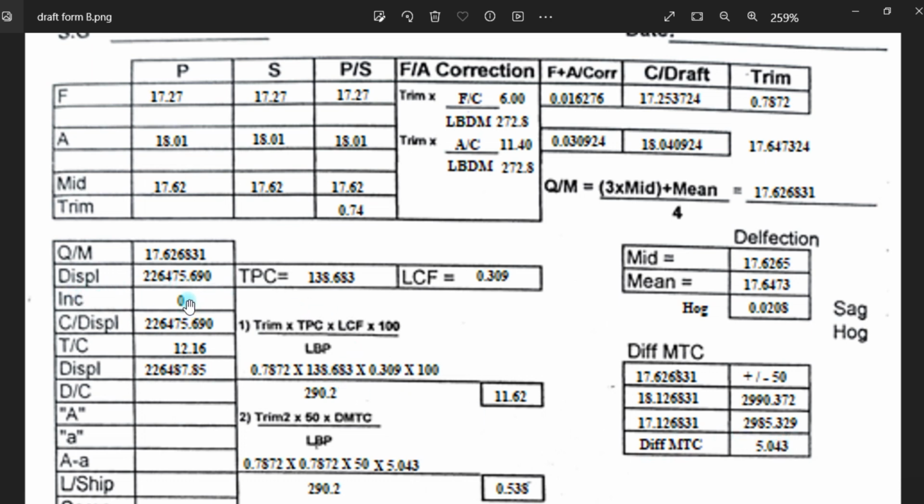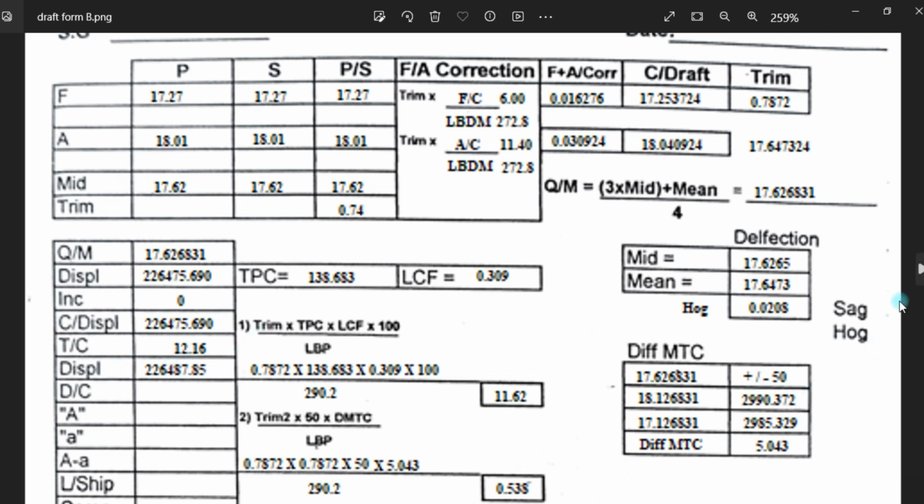Since you don't use the increments, you only interpolate the value of the displacement of the quarter mean. So this is a displacement, it's already interpolated, so you don't need to put the increments, so you will put here the same value of displacement. Now the trim correction will be this one.